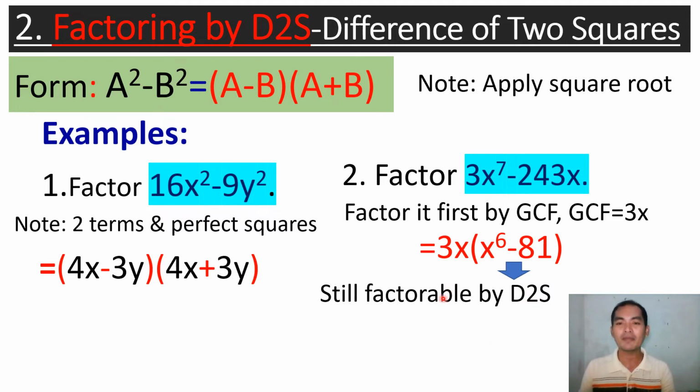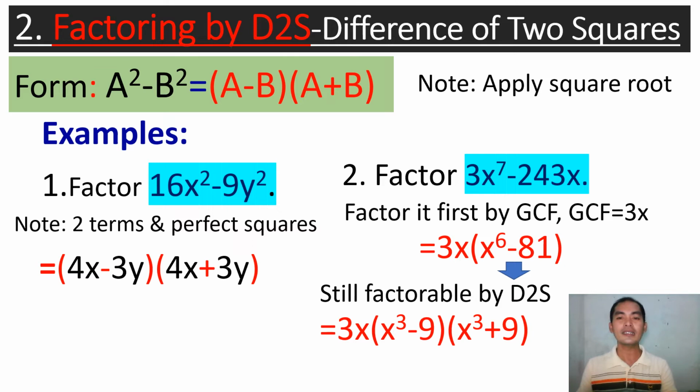How to factor it? Kukopyahin na muna yung 3x at gagawa ka ng dalawang factors. Yung isa, applying this form, a minus b, a plus b. So next, lagyan mo na ng minus yung isa plus. Then how to get? Get the square root of x to the 6. The square root is x cubed. And the square root of 81 is 9. That's the complete factored form of the expression 3x to the 7th power minus 243x. So there are 4 factors. Let's proceed.